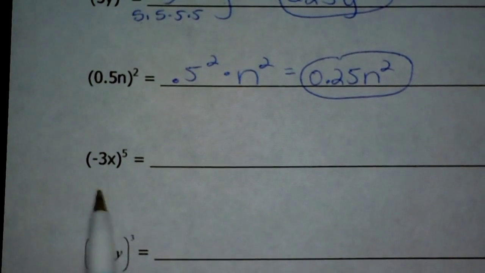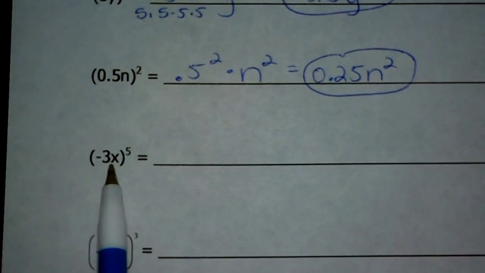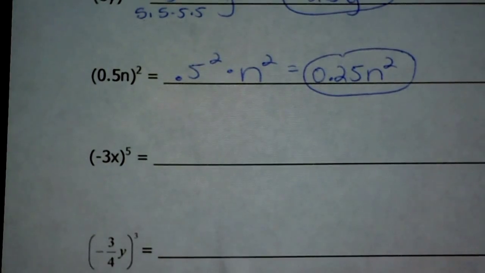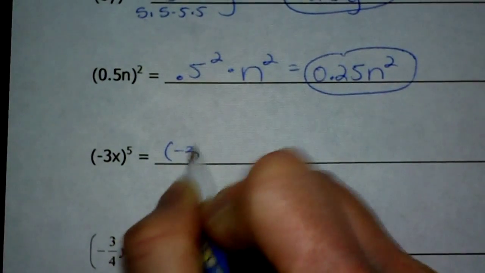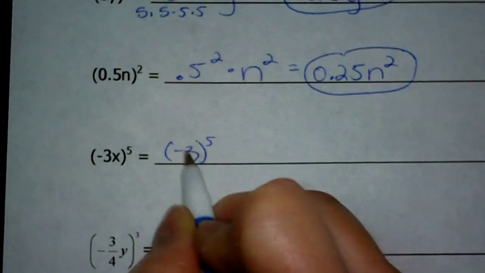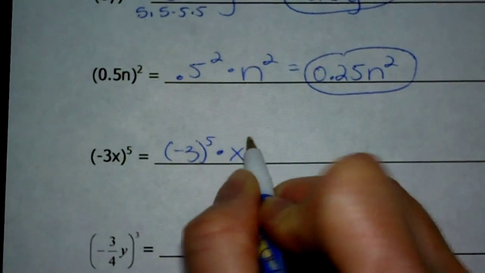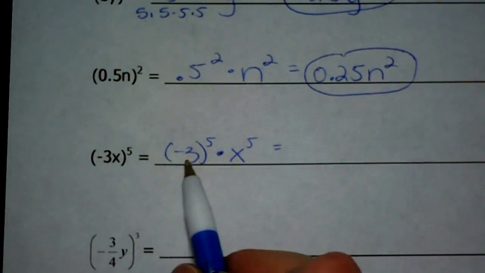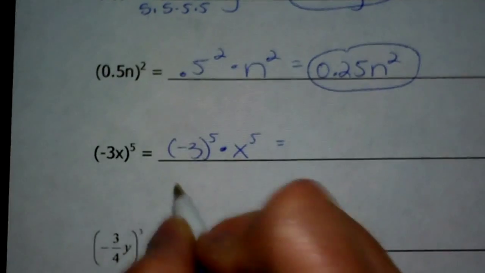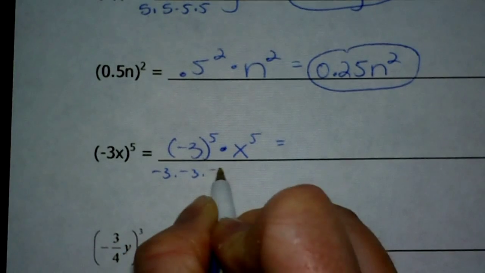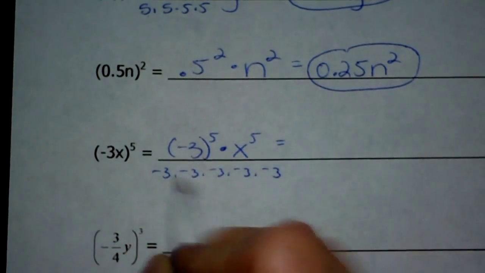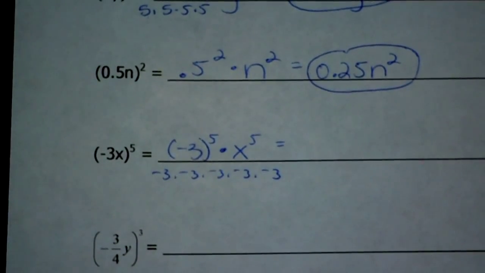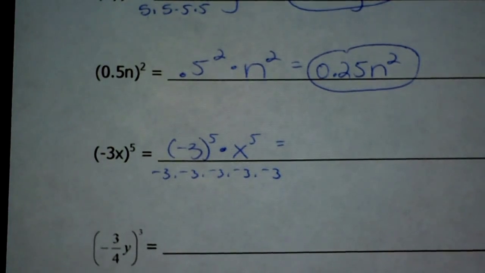All right, in this one, I have the quantity of negative 3x to the 5th power. So this negative 3 is inside parentheses, so I'm going to write negative 3 to the 5th power in parentheses. I'm multiplying that by x to the 5th power. So again, this quantity of negative 3 to the 5th power means you are multiplying negative 3 5 times. What happens when you multiply 5 negatives? What happens when you multiply an odd number of negatives? Yes, you get a negative.